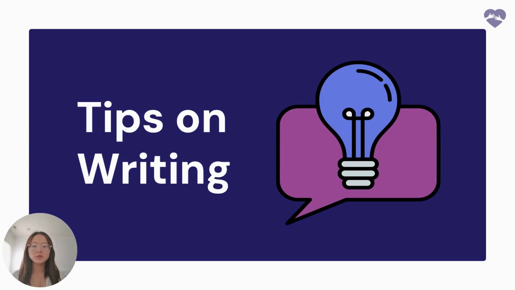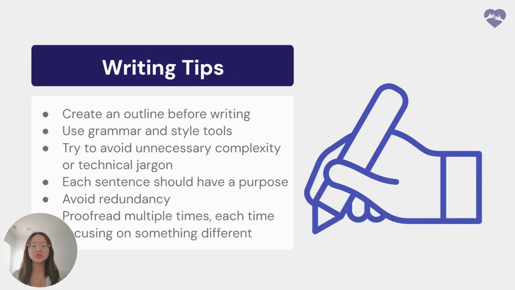Now, let's talk about some general tips I have on writing. First is to be direct. You should keep your language straightforward and to the point. Avoid unnecessary complexity or technical jargon unless it's truly important to your topic. Simple language often conveys your message more effectively.